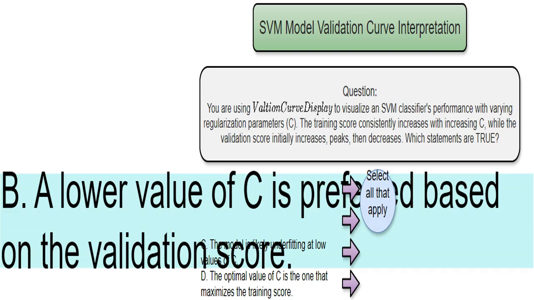This statement suggests that a smaller C value is better based on the validation score. The validation score shows how well the model generalizes to unseen data. If a lower C gives a better validation score, it likely means the model is avoiding overfitting while still achieving a good performance on new data. Consider this. Would a low C always be best, or are there scenarios where it would be suboptimal?